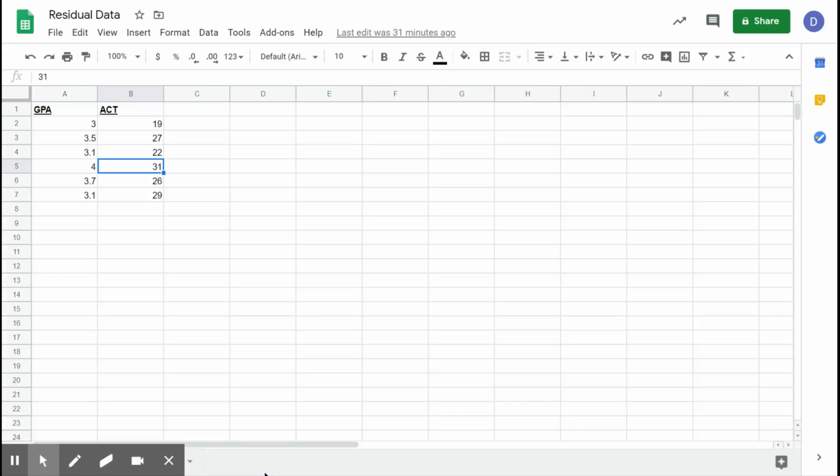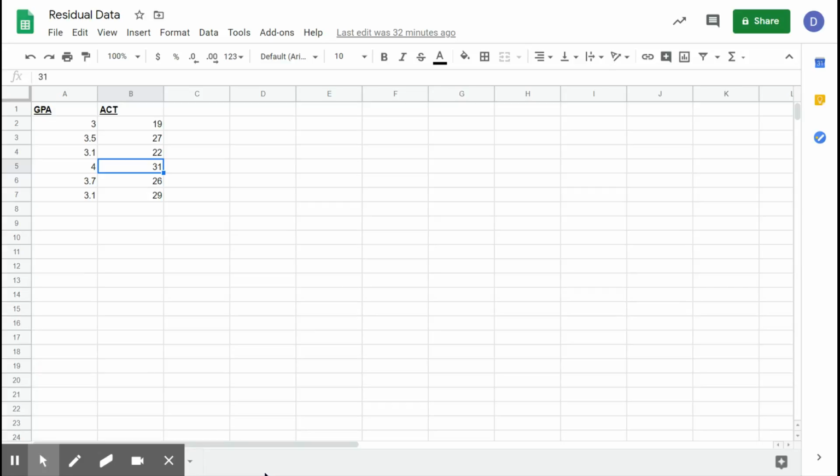Again, pretty easy, just some multiplication and some subtraction to find a residual. Hopefully, conceptually, that makes sense. Again, a residual is just how far away from the line of best fit it is. So our difference between the predicted value and the actual value. And that's the distance away from the line.